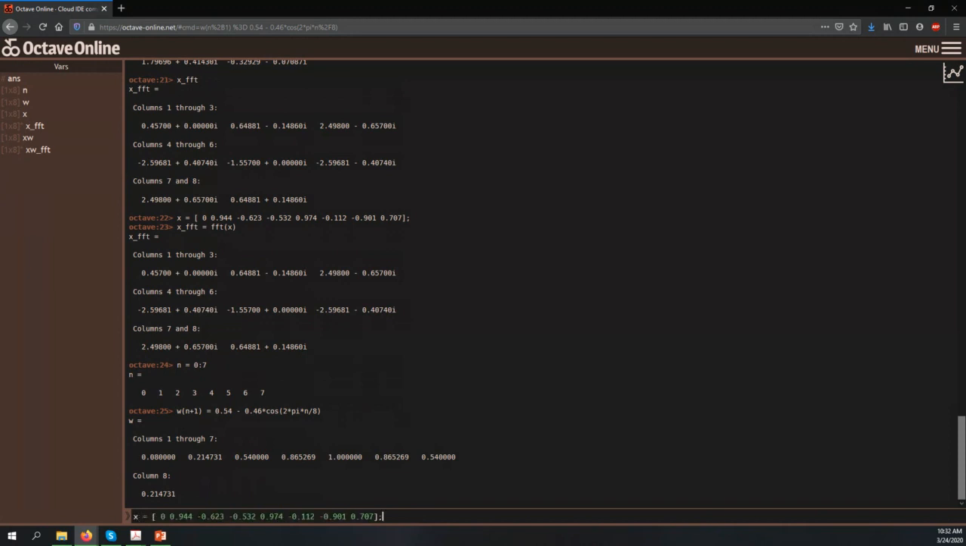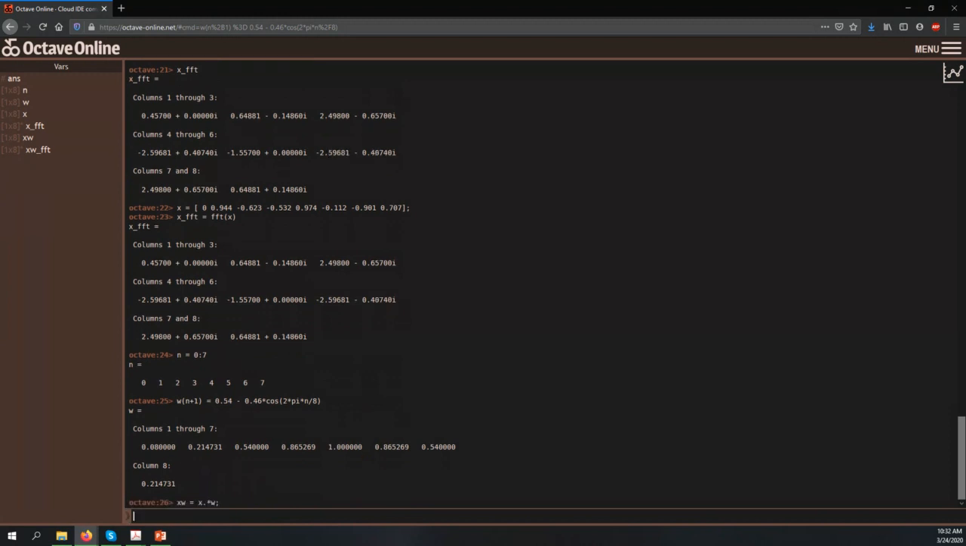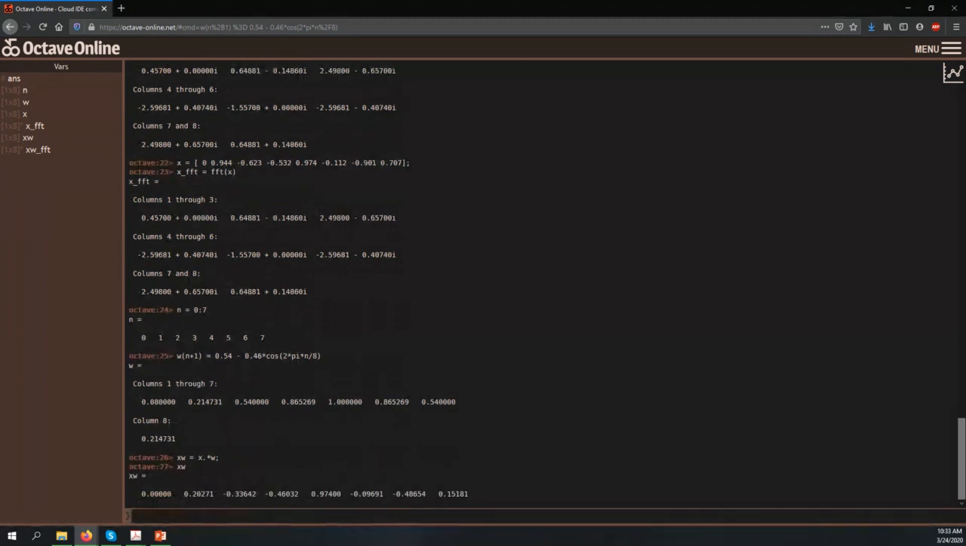And then the step after that would be to calculate the multiplication of the two vectors using element by element multiplication. So that actually is going to be x dot star of w to give us our x of w. So x of w here will give us our completed values when we multiply the x values and the w values across each other. And then the last step would be to get our FFT of xw.